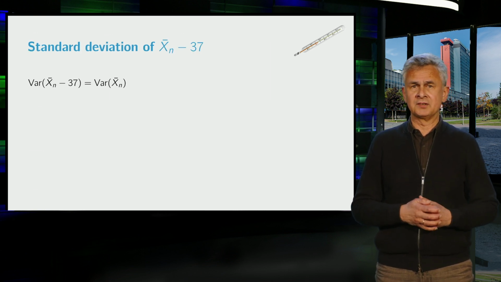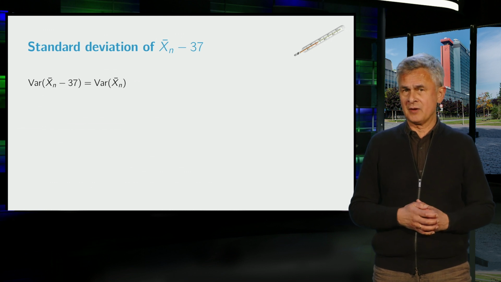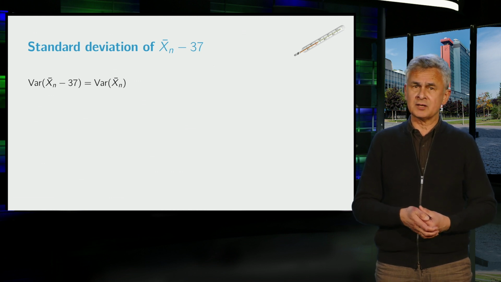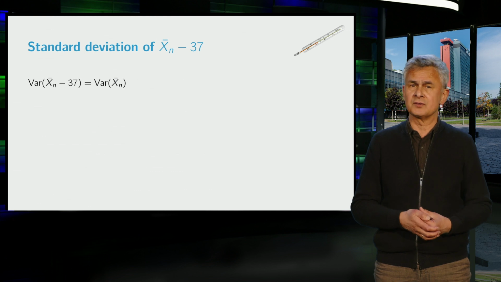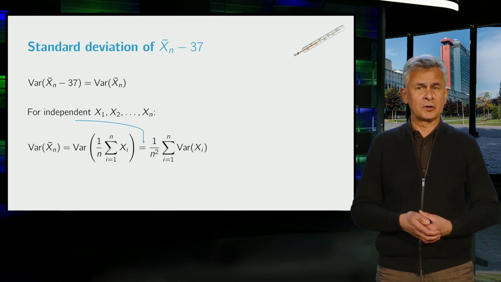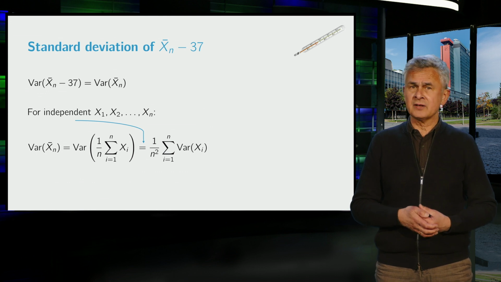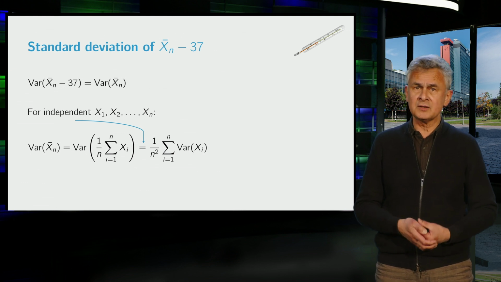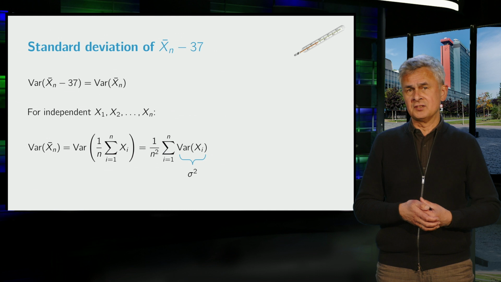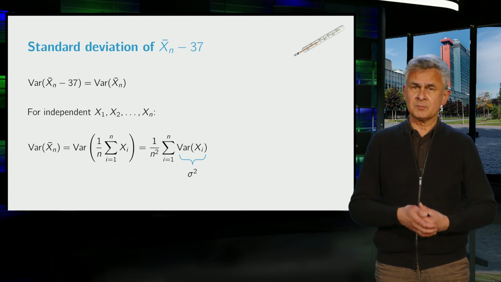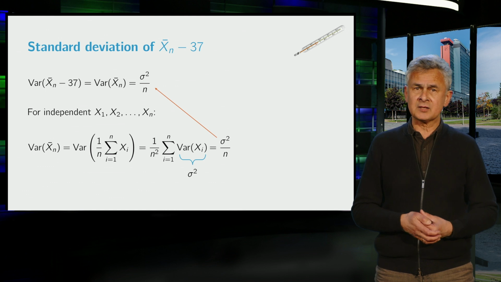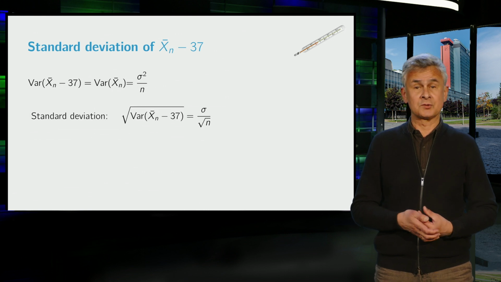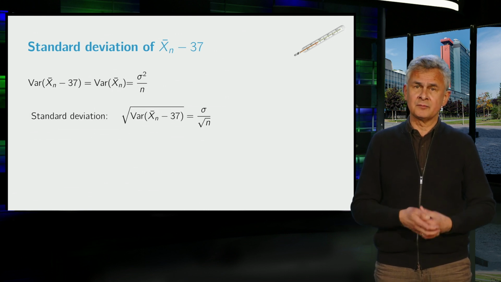Well, let us determine this standard deviation. We first compute the variance. Because 37 is a non-random constant, the variance of x bar minus 37 is equal to the variance of x bar. And according to the rules for the variance of the average, it is equal to 1 over n squared times the sum of the individual variances. Since each xi has the same variance, sigma squared, we find that the variance of x bar minus 37 is sigma squared divided by n. And so the standard deviation is sigma divided by square root n.